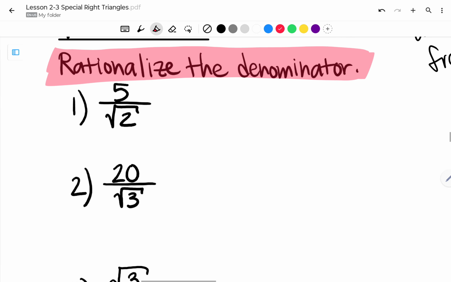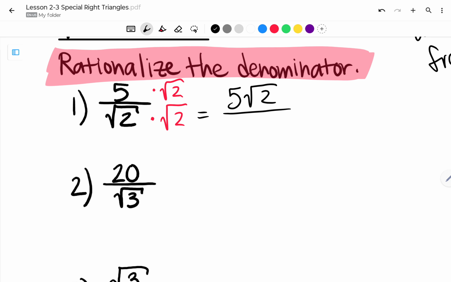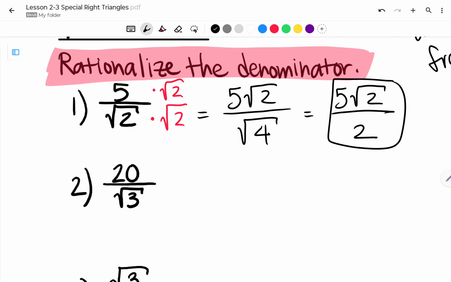Let's go ahead and multiply. I see the bottom number is square root of 2. And remember, I'm trying to get rid of that square root. So we multiply the top and the bottom by square root of 2. The top is just going to be 5 square root 2. Square root of 2 times square root of 2, that's square root of 4. What does square root of 4 turn into? That turns into 2. That's our answer.